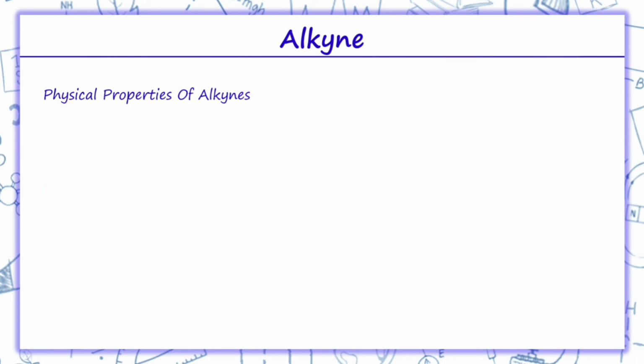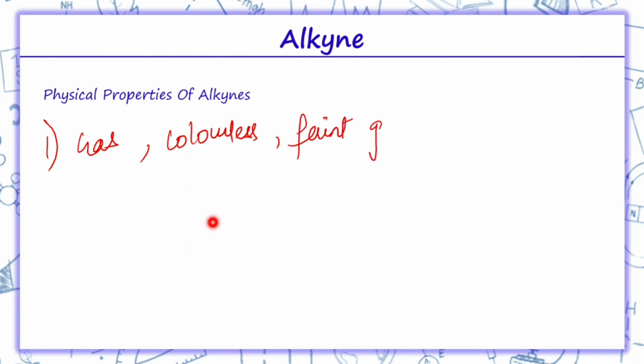Now coming on to the physical properties. First physical property we will study is nature, color and odor. It is a gas at ordinary temperature. It is slightly lighter than air. Colorless, yes, but when we talk about its odor, its odor is faint garlic odor. Solubility: very slightly soluble in water.